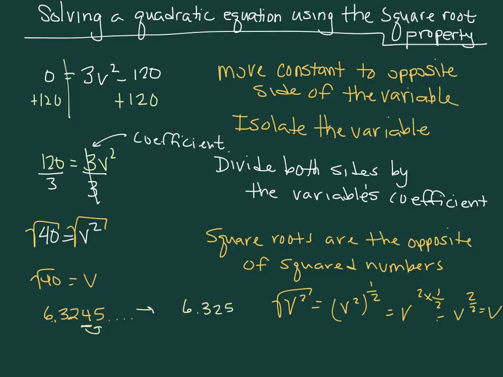6.325. But because it's square rooted, using the square root property, I know I have to have a positive and negative version of this. So what I'd have is plus 6.325 and minus 6.325. And those are my answers.